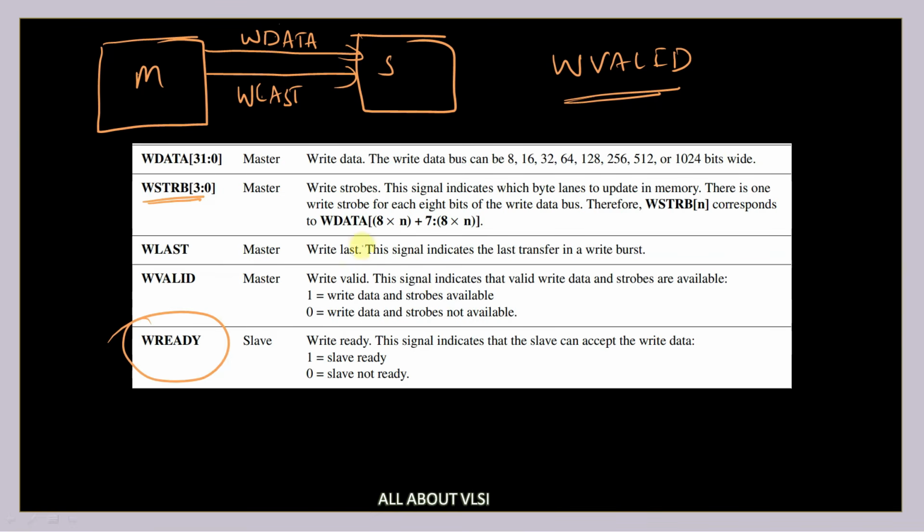If W ready is equal to 1, then the slave is ready and it has successfully sampled the write data signals and all the signals which are associated with write operation. And if it is equal to 0, then the slave is acknowledging that it is not ready and has not yet sampled those signals. So using these signals, it is going to communicate with our slave. These are the signals which are associated with our write data channel.